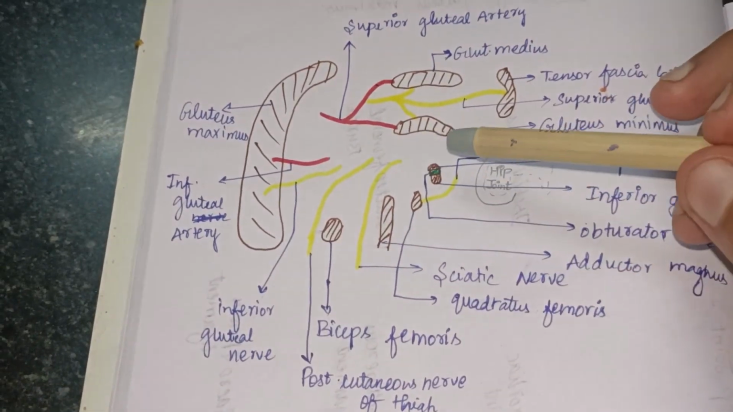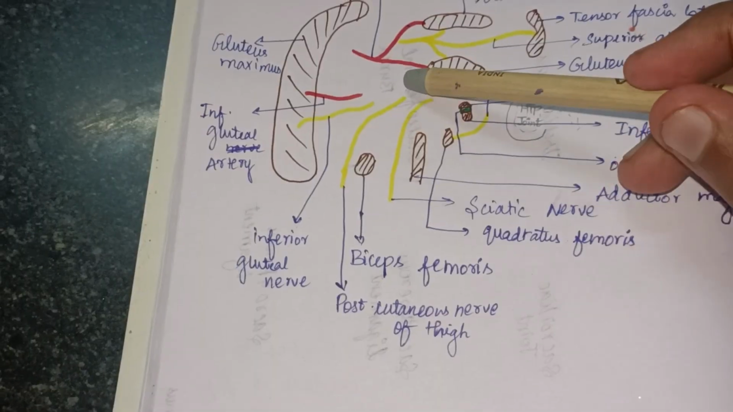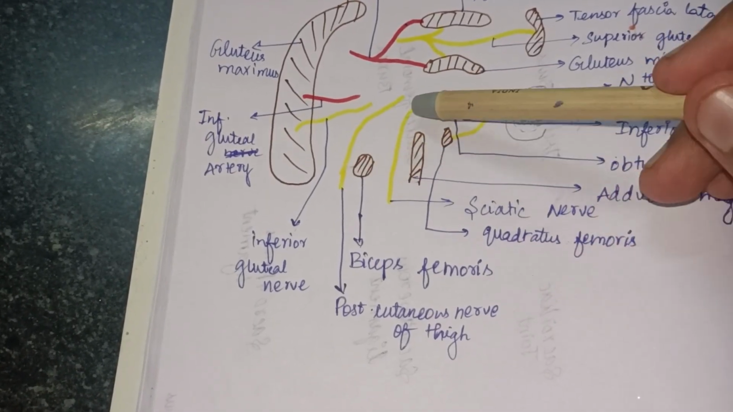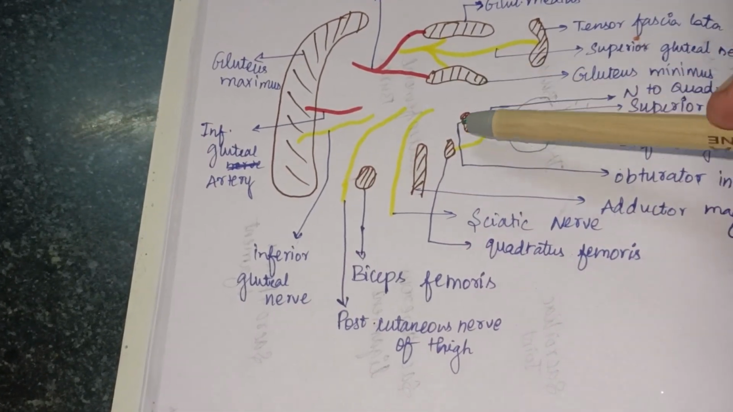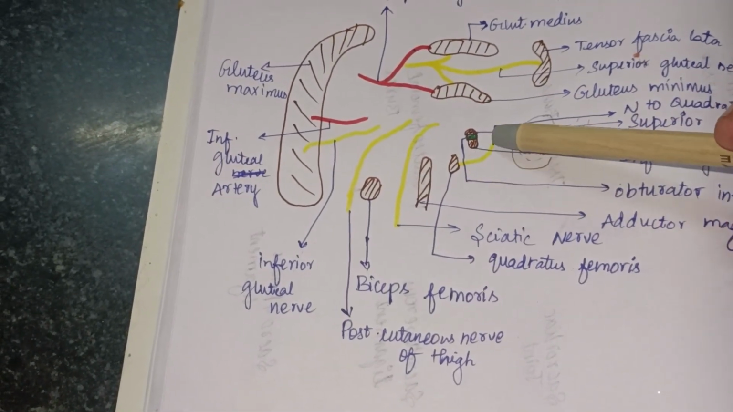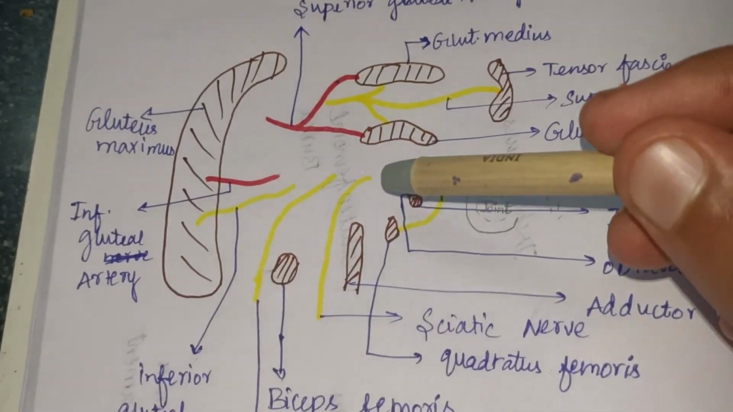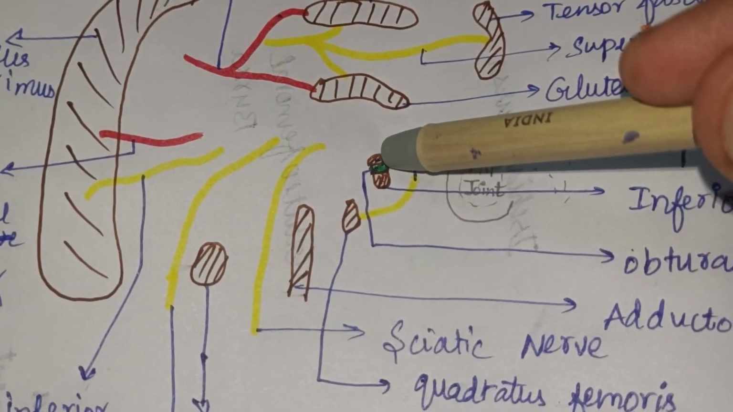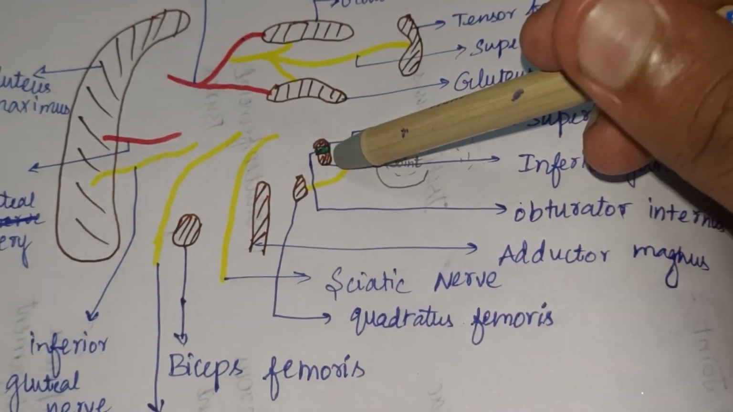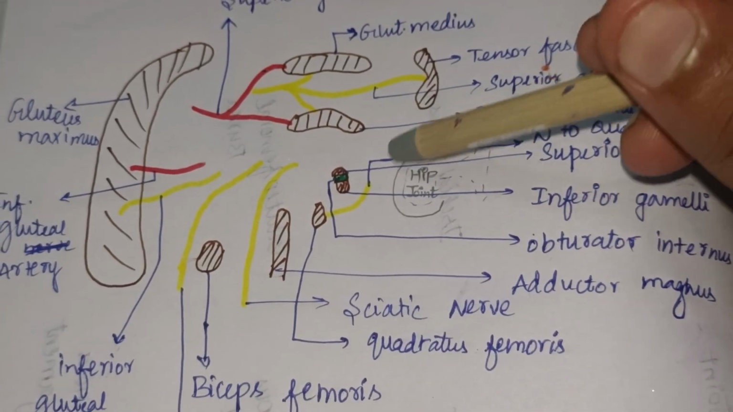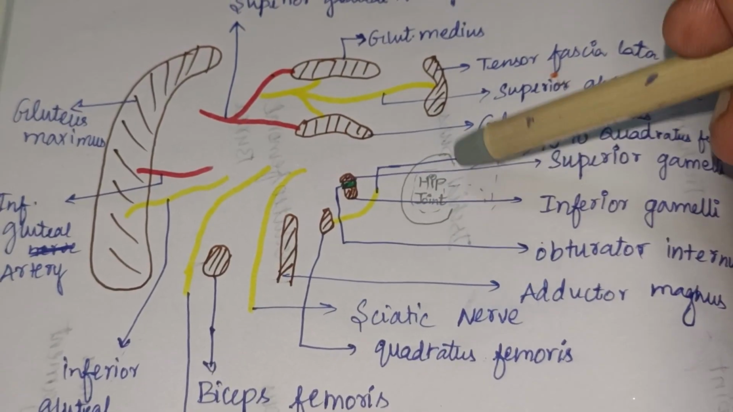Some more vessels and nerves: posterior cutaneous nerve of the thigh, this one. Posterior cutaneous nerve of the thigh, and this is sciatic nerve. Then this yellow color marked point is nerve to quadratus femoris. The green color marked point is obturator internus muscle, the above one is superior gemellus and the below one is inferior gemellus, and this one is hip joint, which is also a structure under the cover of the gluteus maximus.